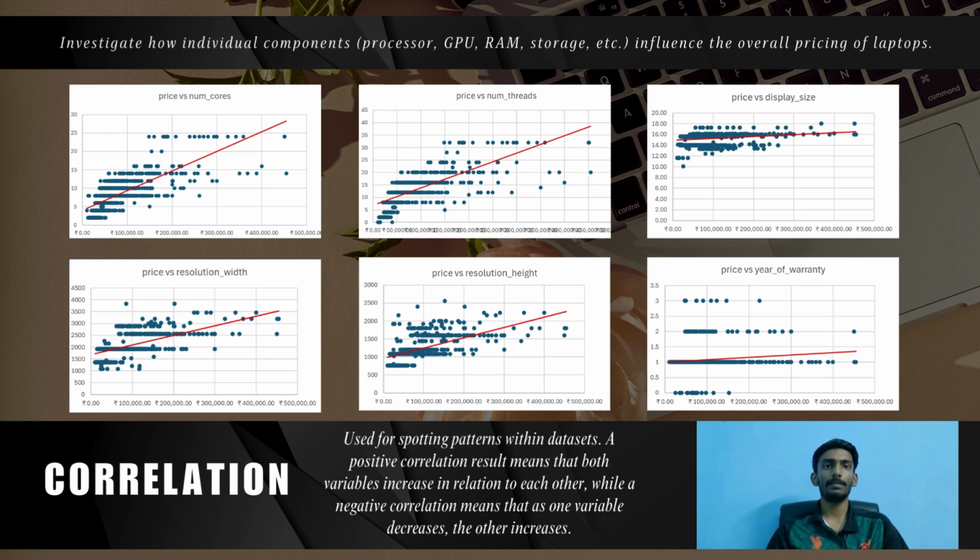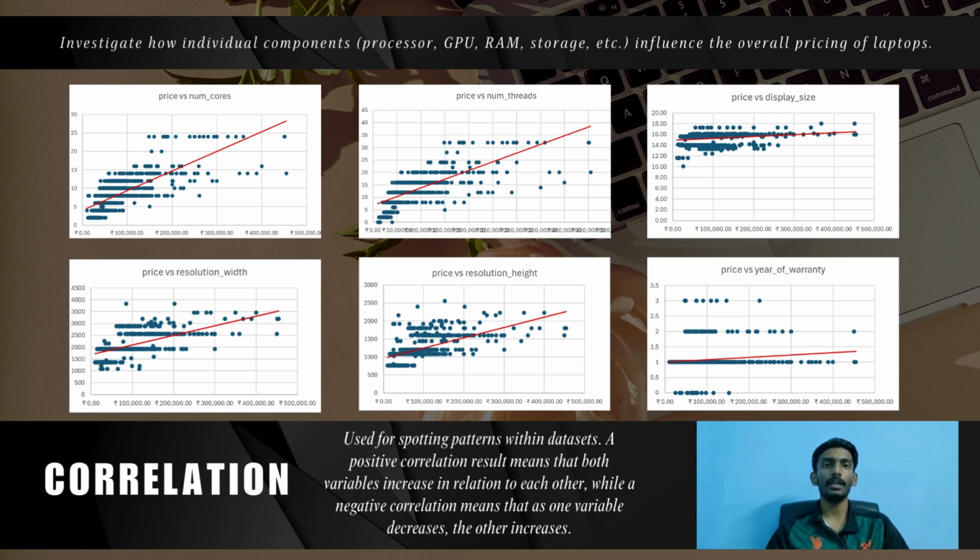Next will be the display with the display size, resolution width, resolution height. The size and resolution of the display have a moderate positive correlation with the price of 0.211 for size and 0.640 for width and also 0.622 for height. Higher resolution displays are typically more expensive and larger screens can also increase the price.